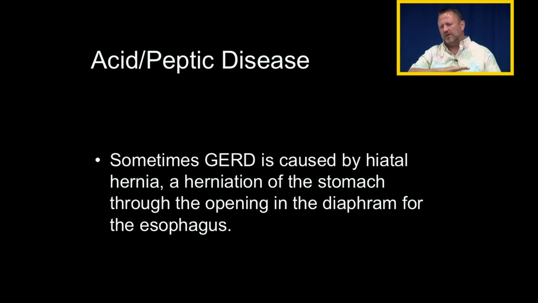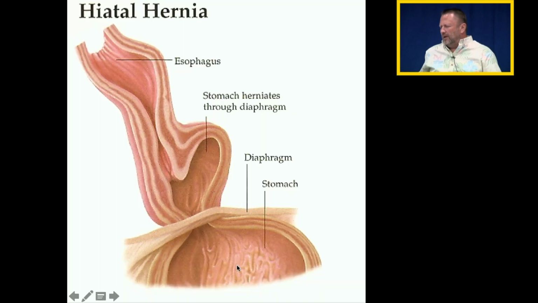And so on your diaphragm, you have this thing called an esophageal hiatus. That's that hole in the diaphragm where the esophagus will pass through. And so a hiatal hernia is when the stomach will poke up through the opening in the diaphragm for the esophagus. And that's where the word hiatal hernia comes from. And so this is the diaphragm. Up here we're in the thorax. Down here we're in the abdomen.